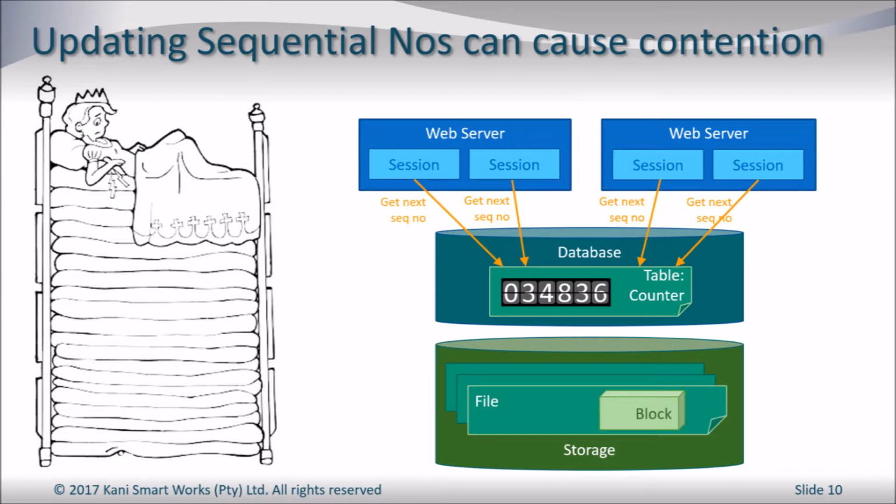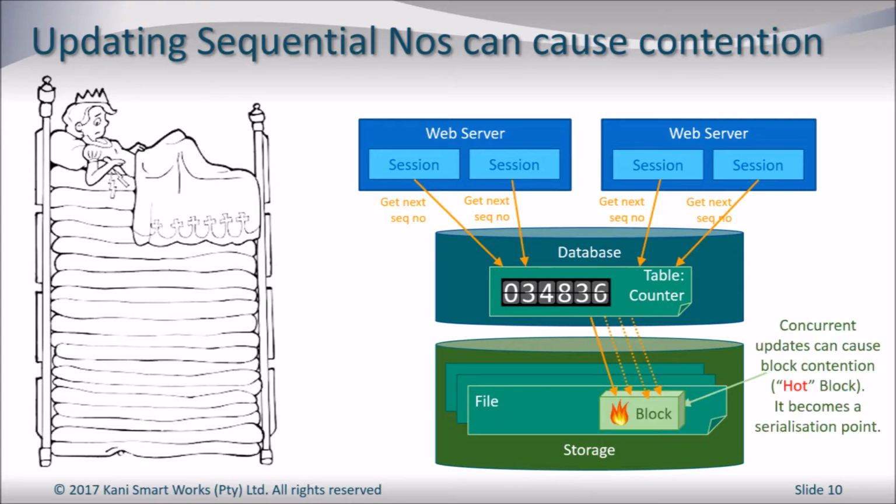Ultimately, this requires fighting over a particular block in the storage data. Concurrent updates can cause block contention, or what's known as a hot block, and it becomes a serialization point. Databases often provide sequence numbers of their own, but these are memory-based. So if a rollback happens or a session dies, that sequence number is lost, and of course it won't be sequential then. So it won't give you the detection for missing financial records.